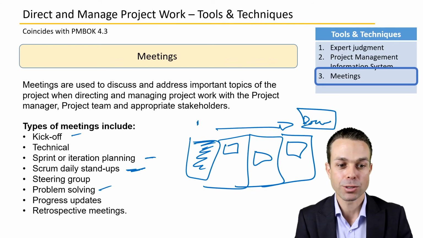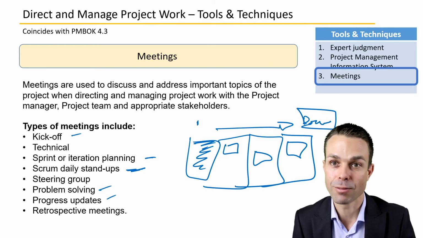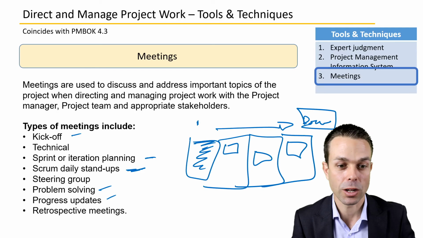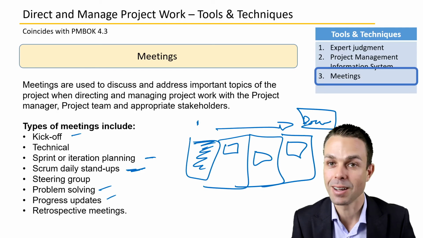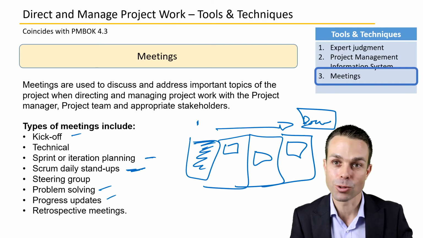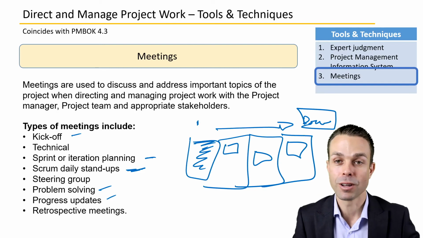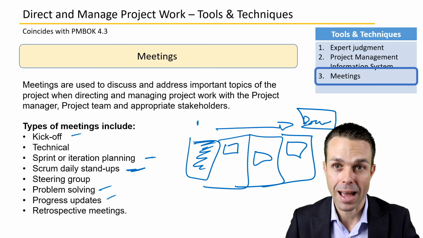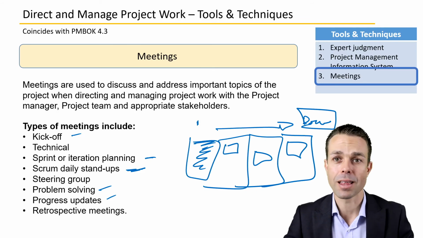We might have problem solving or progress updates that we need to give through our meetings as well, or retrospective meetings in an Agile environment, where we're asking, how did we go in the last 2 to 4 weeks? Do we need to improve? Does anyone have anything that they want to add? That sort of thing, gathering that feedback.